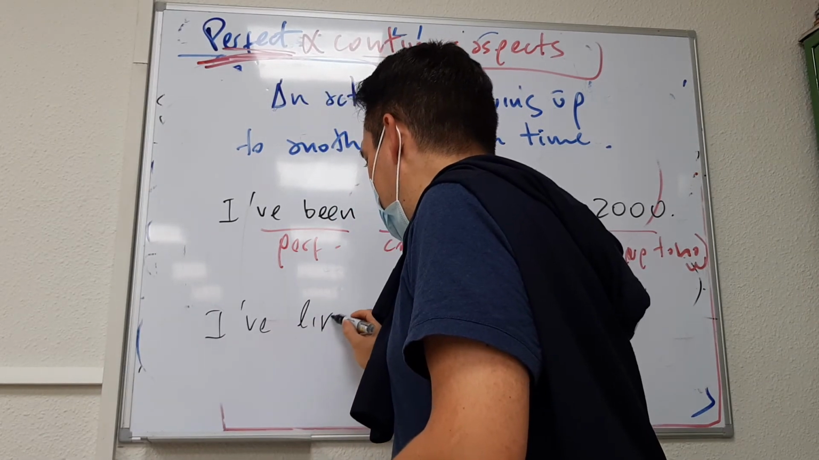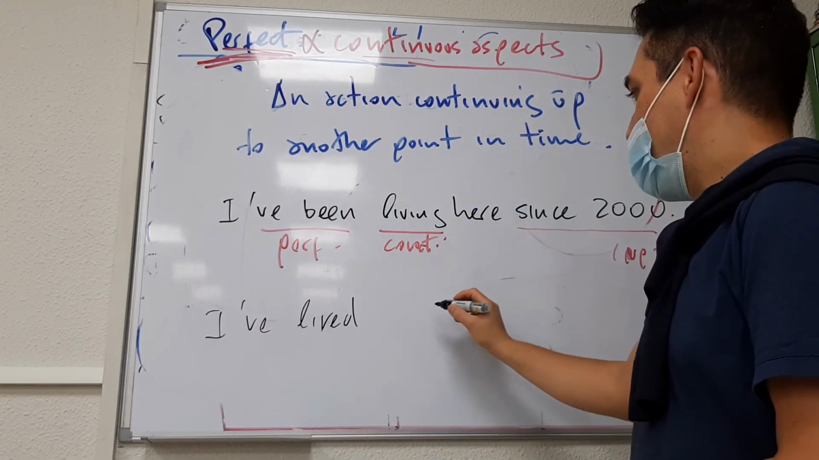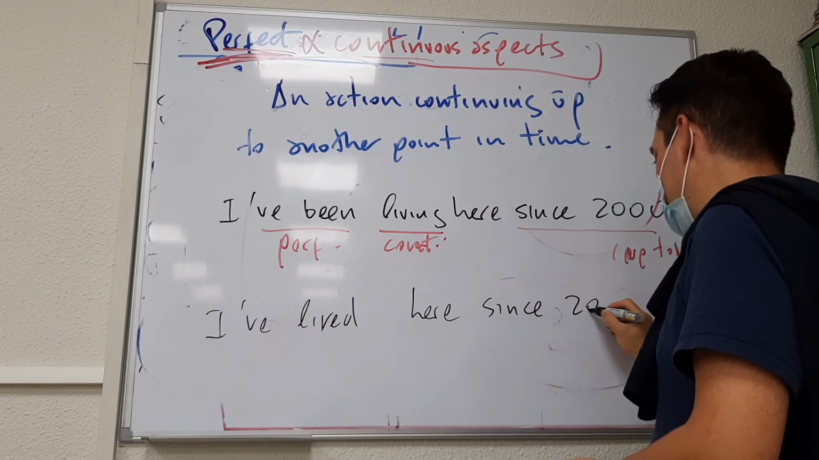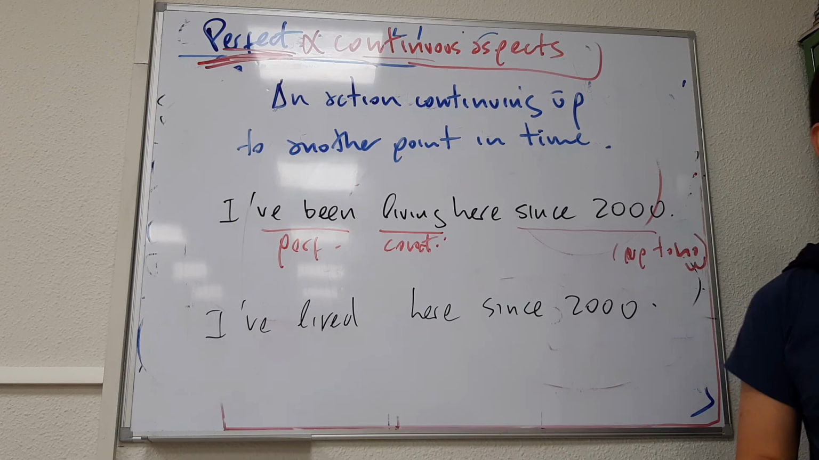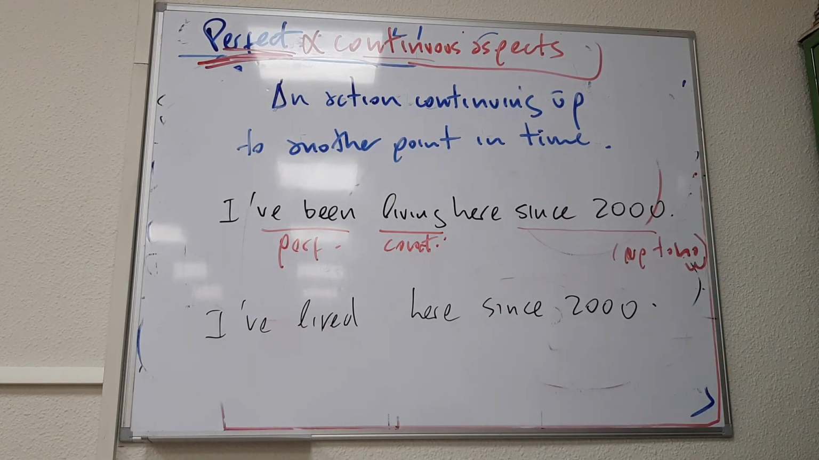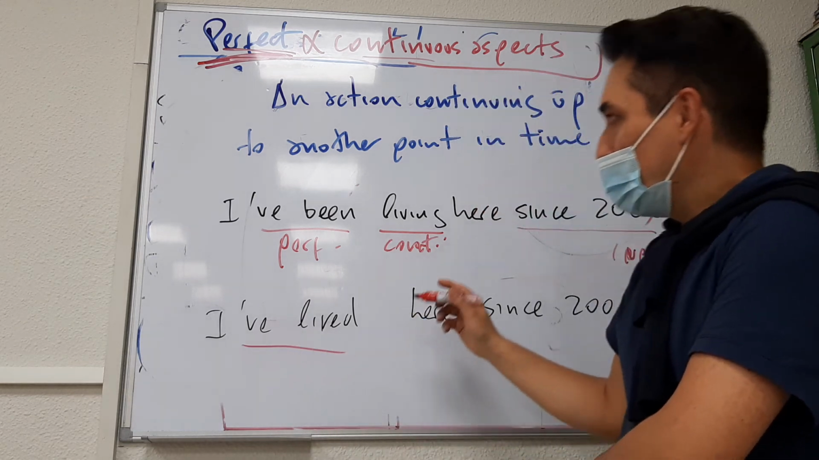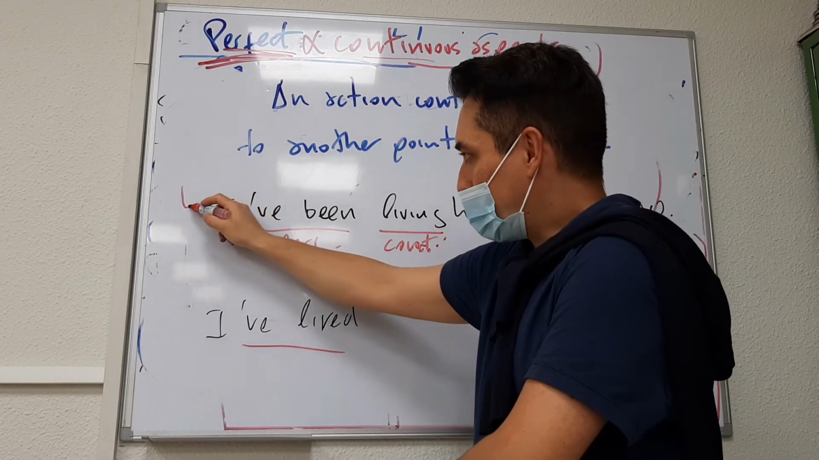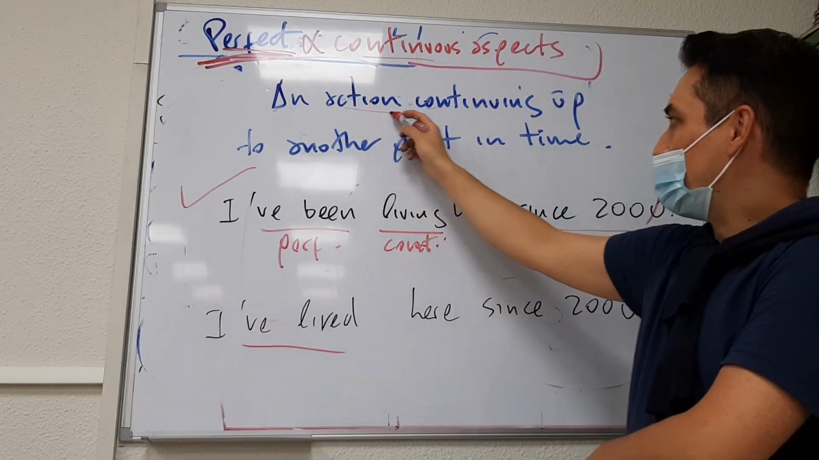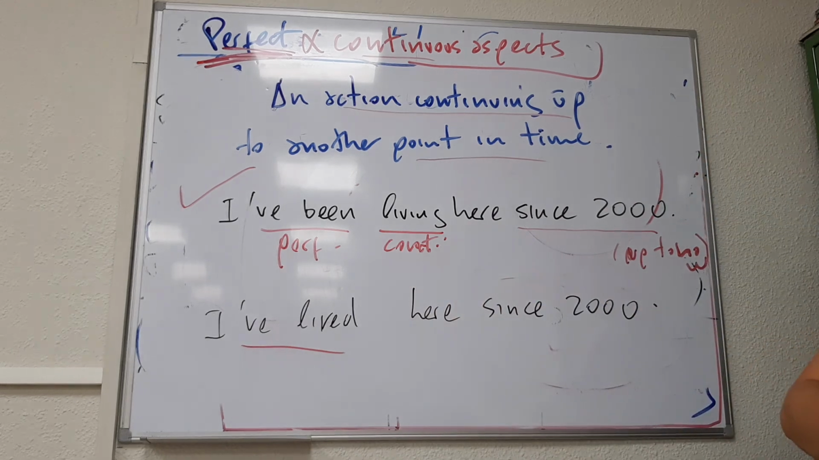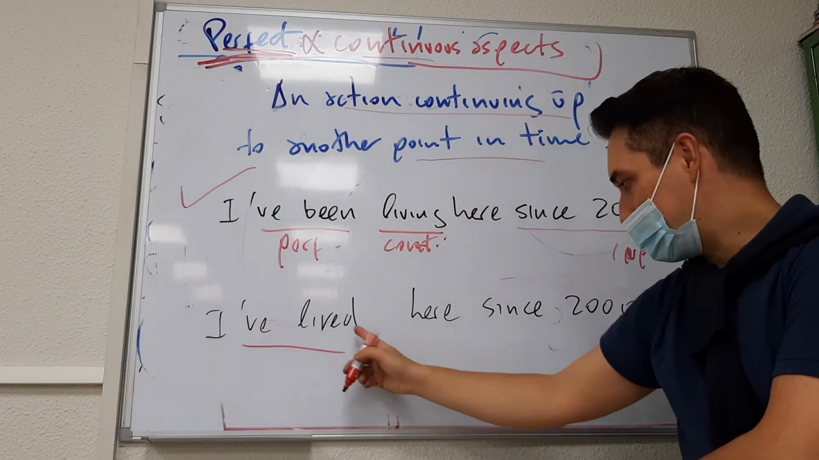Is it possible to say, I've lived here since 2000? Is it also possible to use just the perfect tense? Does it sound good to you? It does. So you can choose both possibilities. Perfect and continuous is correct, to represent an action continuing up to another point in time. I've been living here since 2000. I've lived here since 2000.